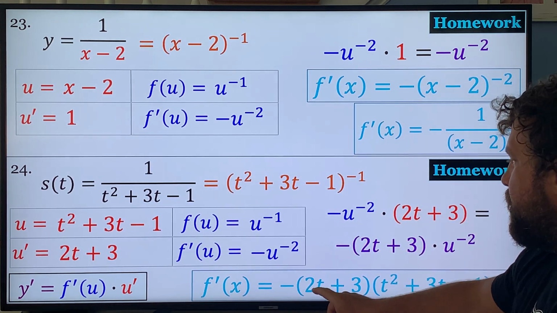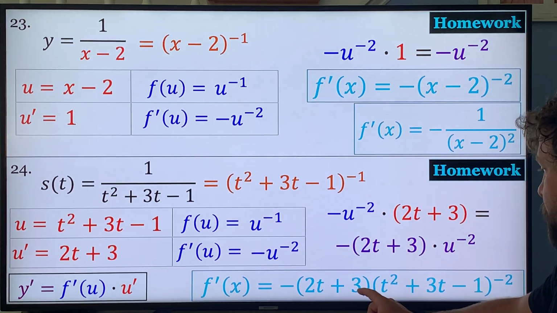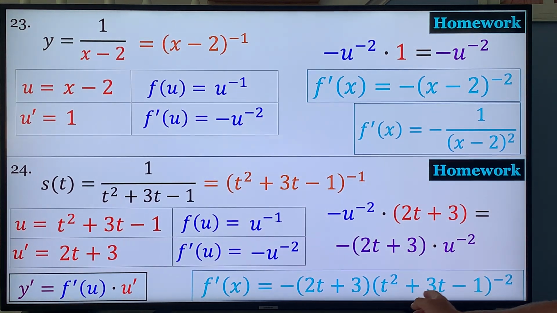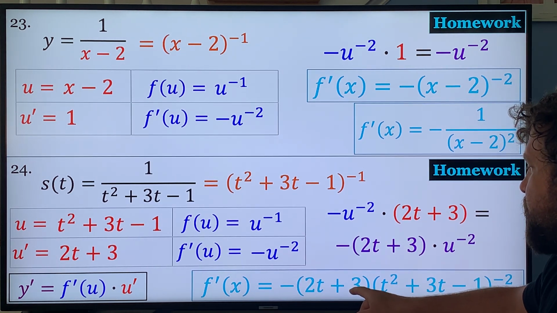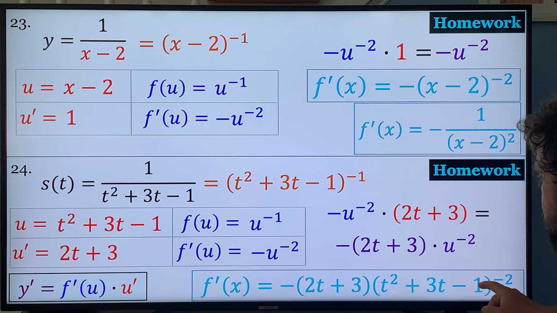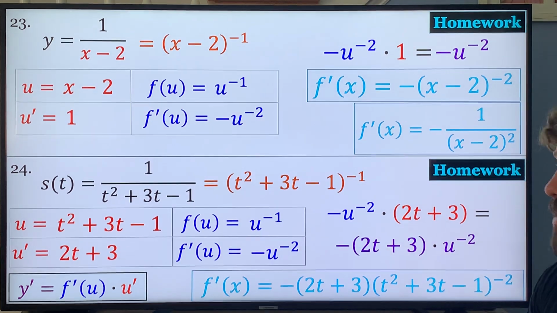So negative 2t plus 3, or negative 2t minus 3, it's up to you to decide which one, times t squared plus 3t minus 1, all to the negative 2. Or you can do negative 2t plus 3 divided by this stuff squared. Up to you however you want to proceed. Multiple ways to write the same answer, all are correct. All right?